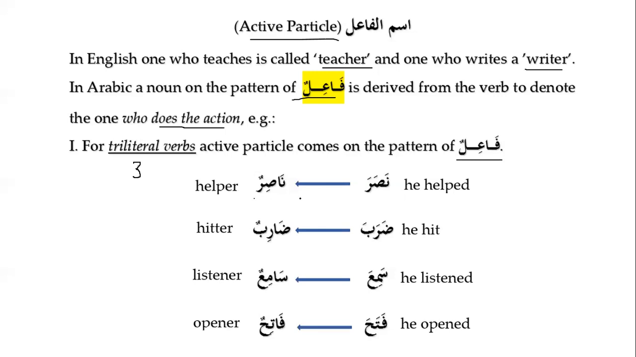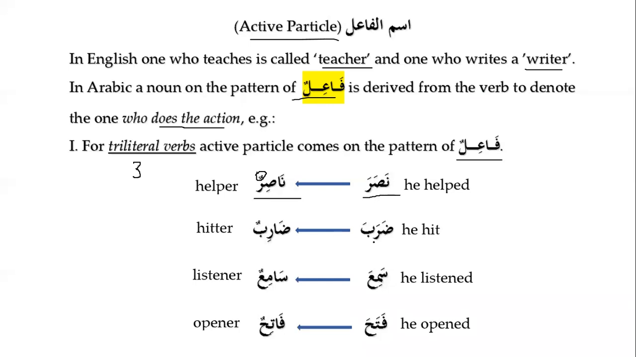And ismul fa'il from the triliteral verbs will always consist of 4 letters, 3 root letters, and there will be the addition of alif after the first root letter. As we can see here, we have na, sa, ra, and after nun we add alif, and then we have sin with kasra, and then we have tanween because we know it's a noun and the noun ends with a tanween. So simply it becomes nasirun, the doer, the helper, the person who helps someone.